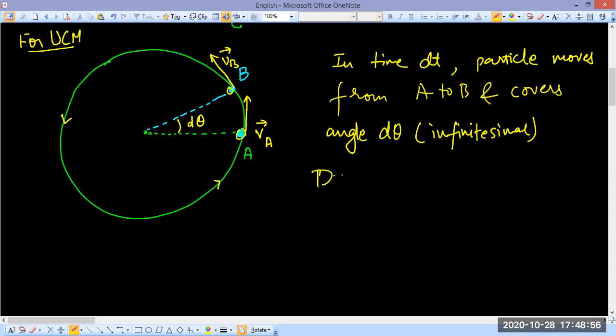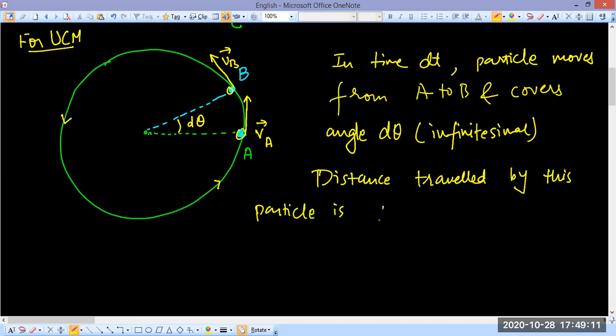So distance traveled by this particle is arc AB, correct? And it moves in an arc, so it travels a distance which is equal to the arc, right?